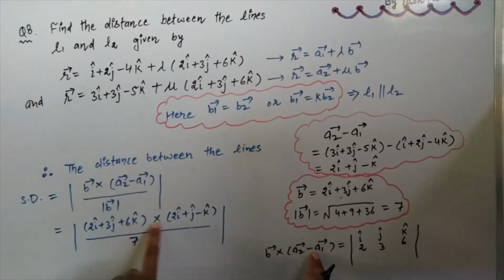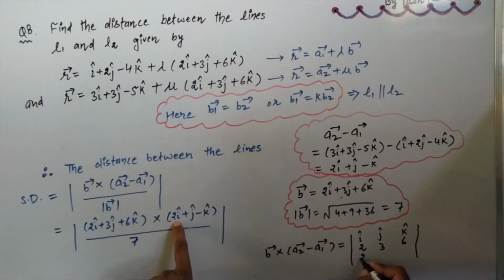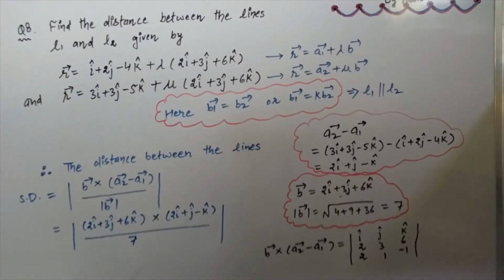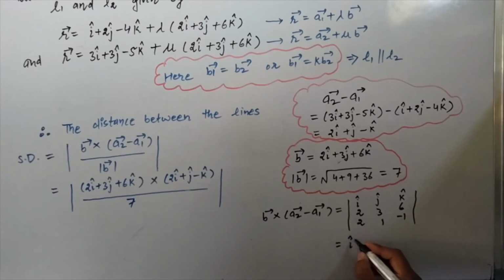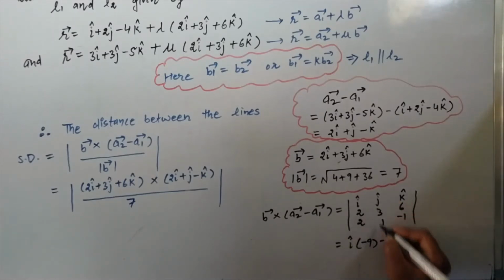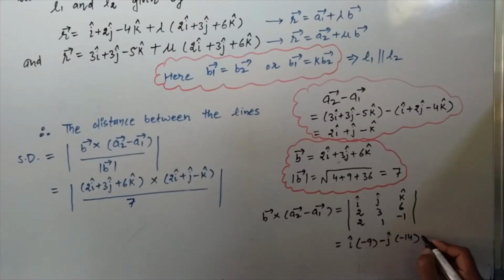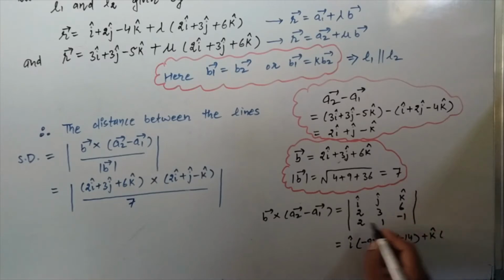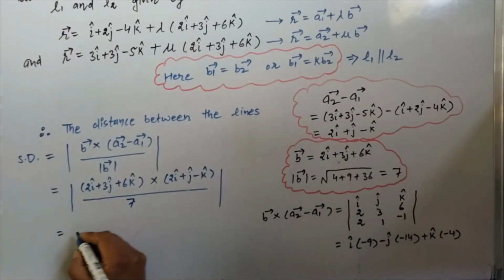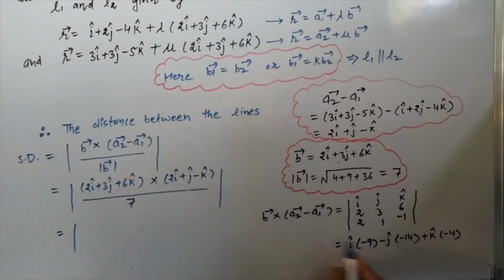What is b? This is b. Coefficients are 2, 3, 6. And what is a2 minus a1? This is 2, 1 minus 1. We solve this now. This is equal to i into (minus 3 minus 6), minus 9, minus j into (minus 2 minus 12), minus 14, plus k into (2 minus 6), minus 4.